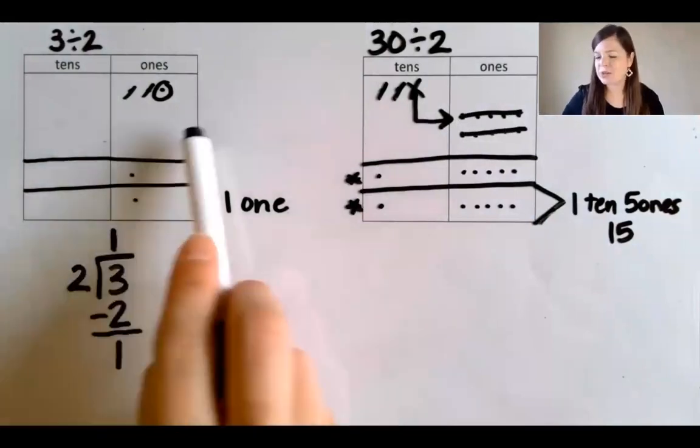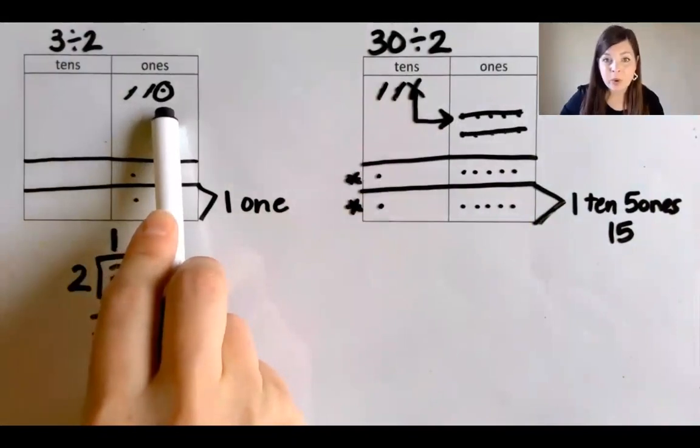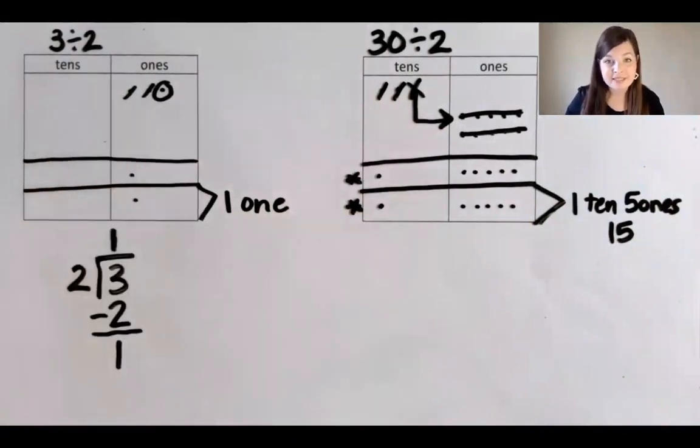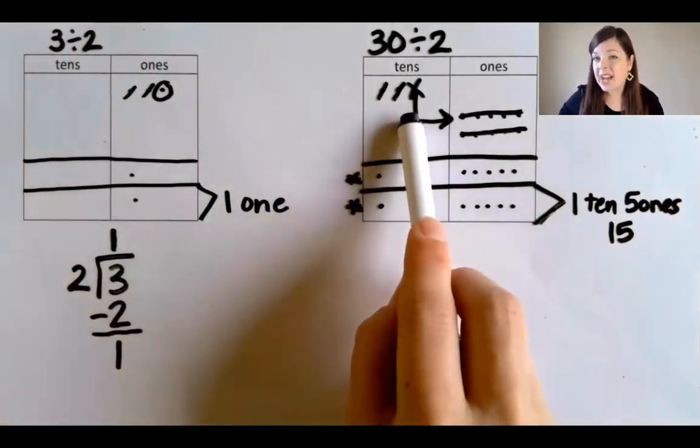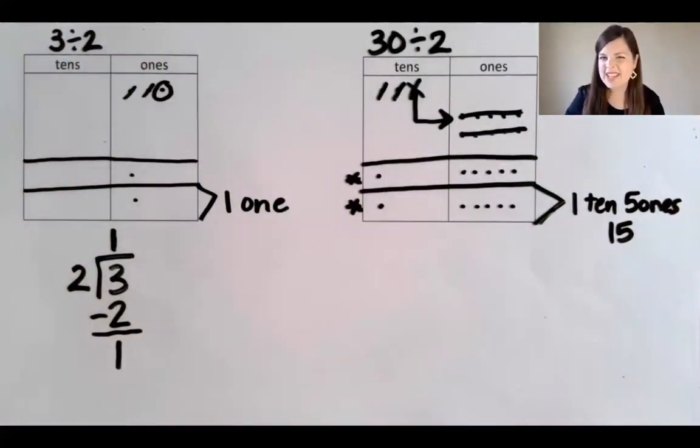Now let's compare our 2 problems. In the first problem, when we got a remainder of 1 one, we stopped dividing. But in the second problem, when we got a remainder of 1 ten, we didn't stop dividing. Why is that? Pause the video to reflect and talk out your thinking.